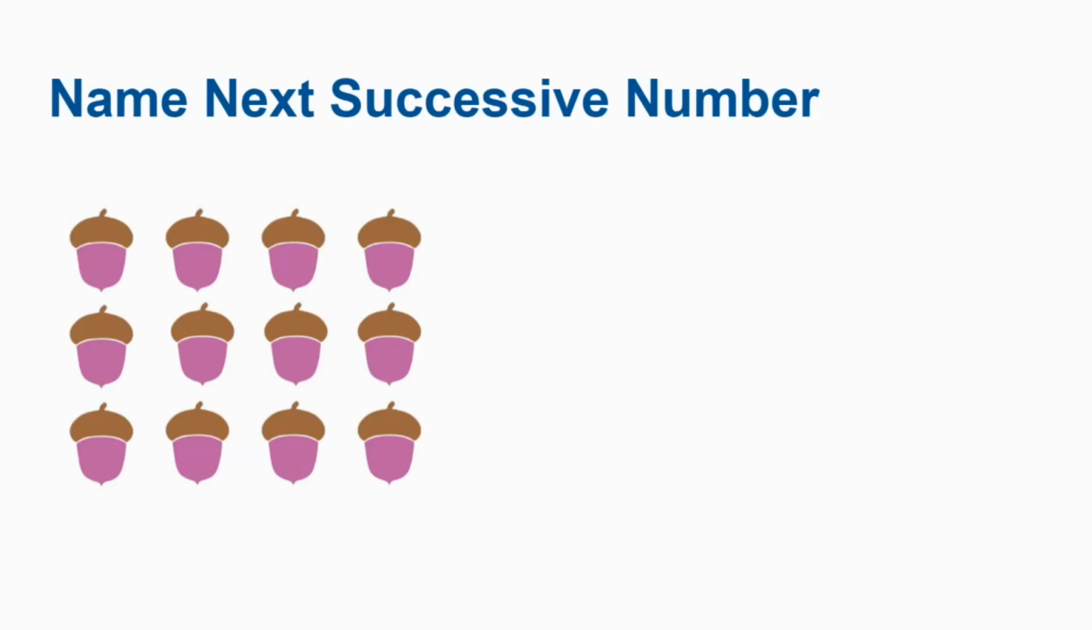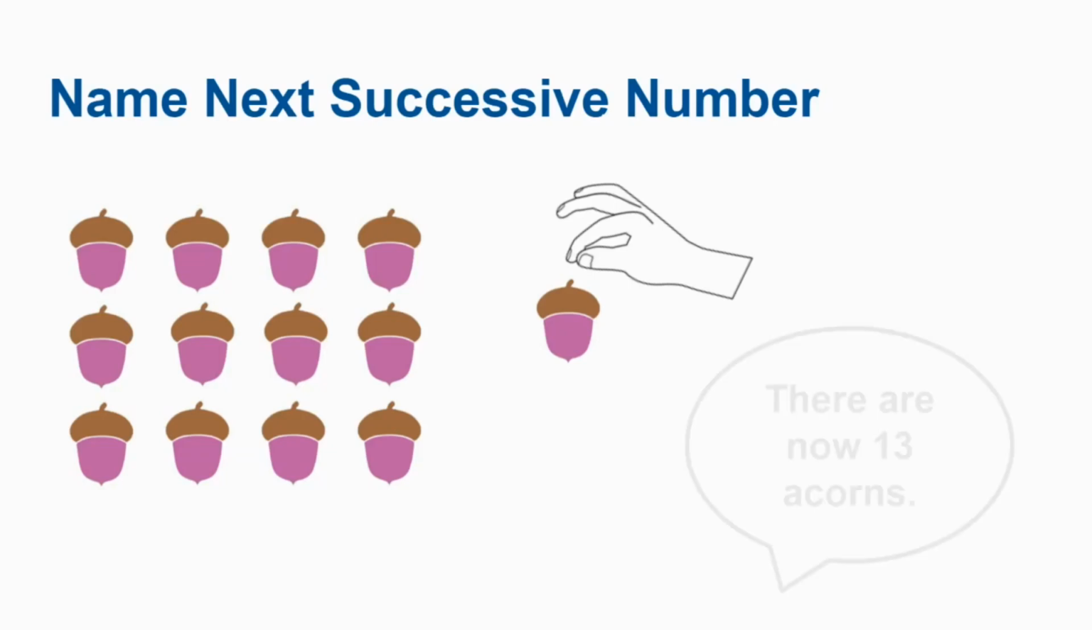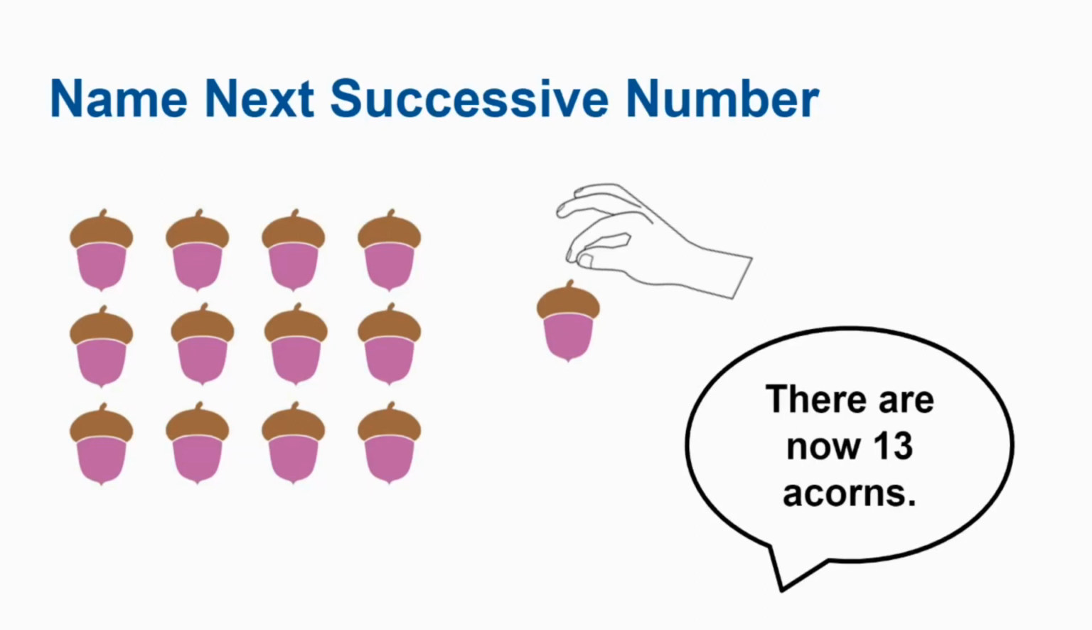For example, if a student counts 12 objects in this rectangular array and is given one additional object, the student will need to identify there are now 13 objects without recounting all the objects. The goal of this portion of the standard is recognizing the quantity is one more or one greater.